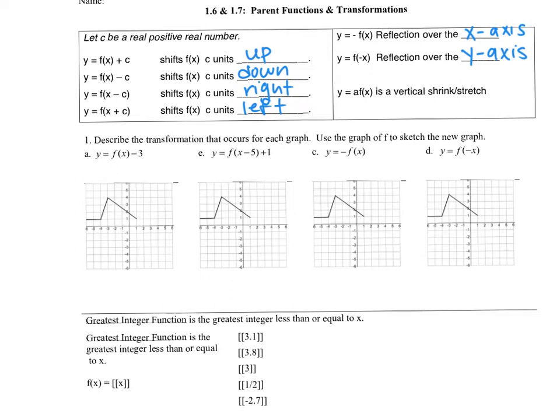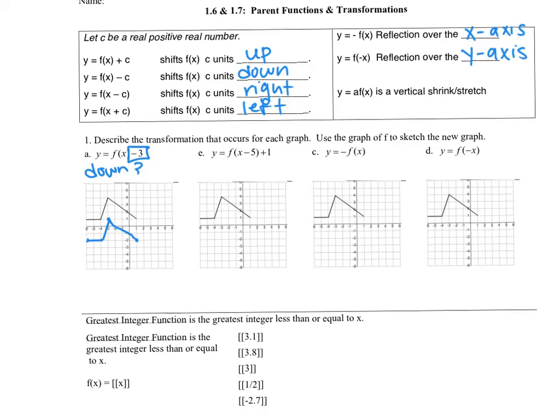Okay, so for example 1 here, it says describe the transformation that occurs for each graph and then use the graph of f to sketch the new graph. So for this first one here, I can see this is y equals f of x and then there's a minus 3 at the end, so this is going to go down 3. Okay, I don't know what the equation for f of x is, but I can see the graph here. So if I move each of the points down 3, and I re-sketch the graph, that's f of x, moved down 3 units.